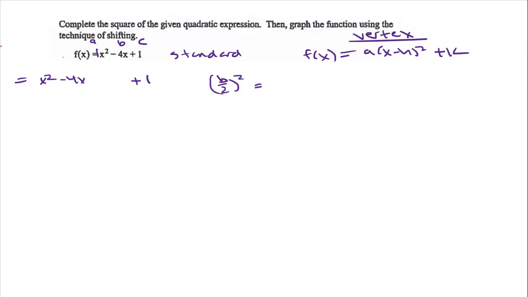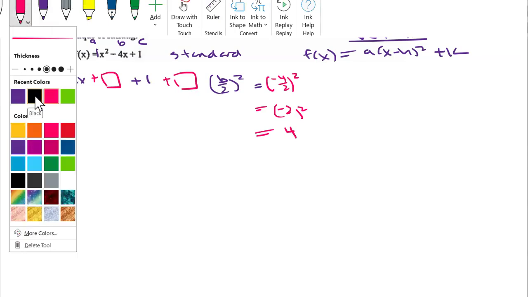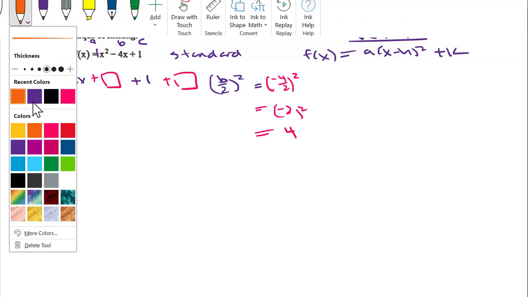So I need to add a box, and then I need to add another box here. Okay. So what do I need to add there? That's going to come from the (b/2)², so we're going to have (-4 divided by 2) squared. That'll be (-2) squared, which is going to give us positive 4. So that tells me I'm going to add a positive 4 here. Okay. Use a different color. So I'm going to add a positive 4 there.